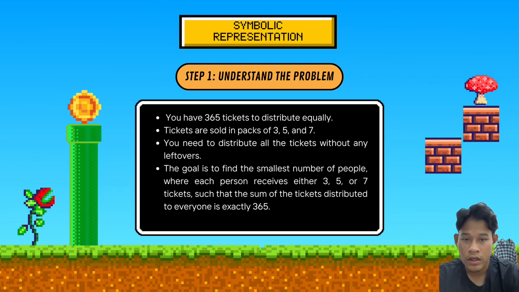Okay, first, we need to understand the question. The question said that we have 365 tickets to distribute equally. Tickets are sold in packs of 3, 5 and 7. Then you need to distribute all the tickets without any leftovers. So basically, the goal is to find the smallest number of people where each person receives either 3, 5 or 7 tickets such that the sum of the tickets distributed to everyone is exactly 365.